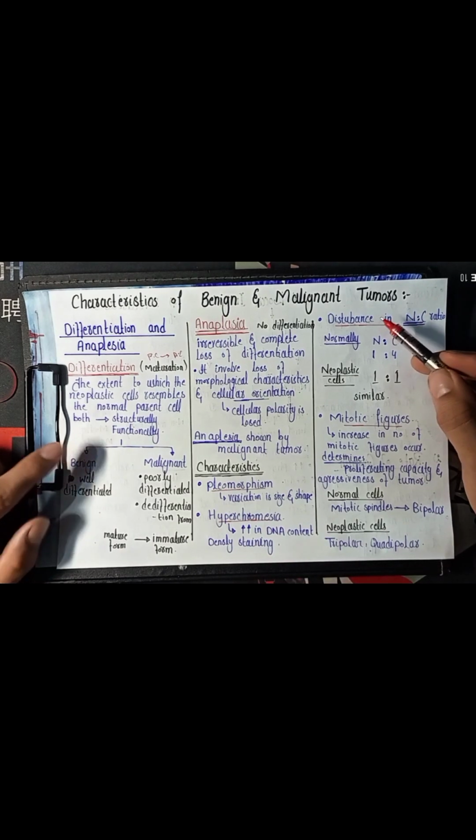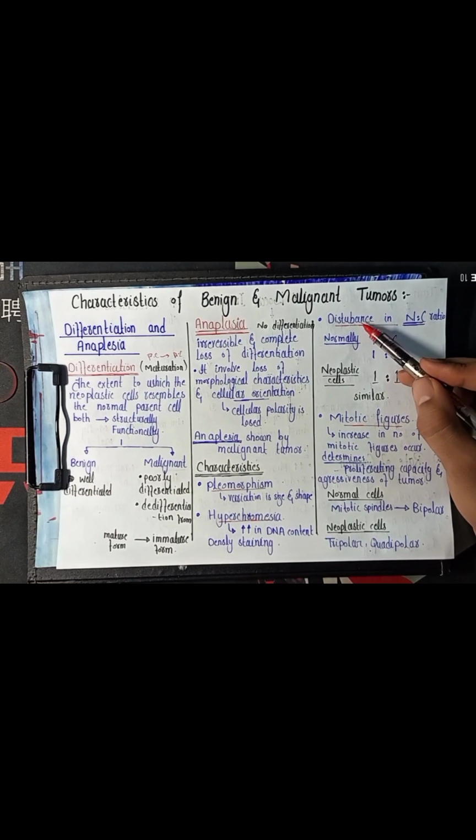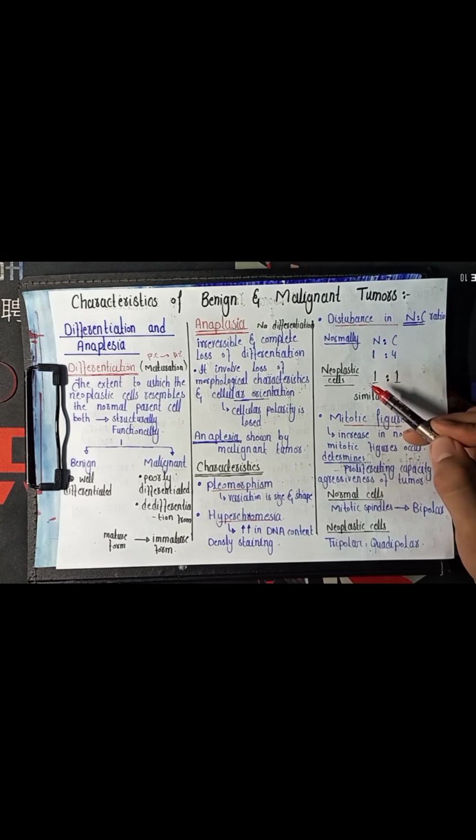The third one is that anaplasia shows disturbance in the nuclear to cytoplasmic ratio. Normally, the N:C ratio is 1:4, but in neoplastic cells, the nuclear to cytoplasmic ratio becomes 1:1, or it becomes the same. It becomes the same due to the increase in the size of the nucleus, and it becomes equal to the size of the cytoplasm. So the ratio becomes 1:1.